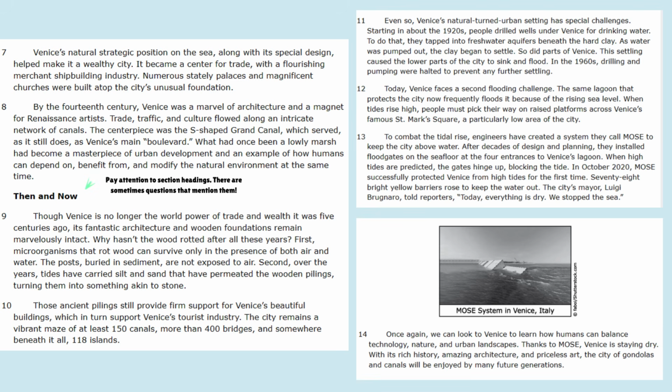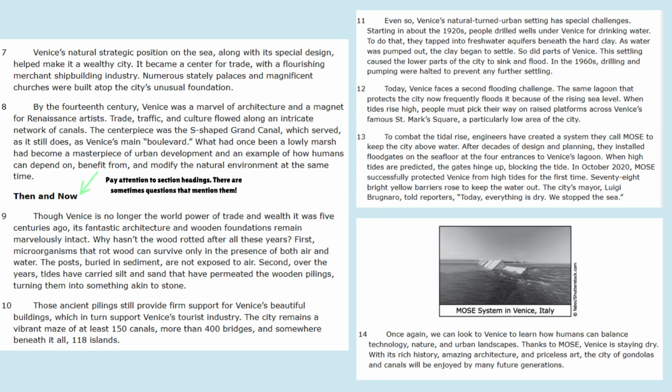Second, over the years, tides have carried silt and sand that have permeated the wooden pilings, turning them into something akin to stone. Those ancient pilings still provide firm support for Venice's beautiful buildings, which in turn support Venice's tourist industry. The city remains a vibrant maze of at least 150 canals, more than 400 bridges, and somewhere beneath it all, 118 islands. Even so, Venice's natural turned urban setting has special challenges.